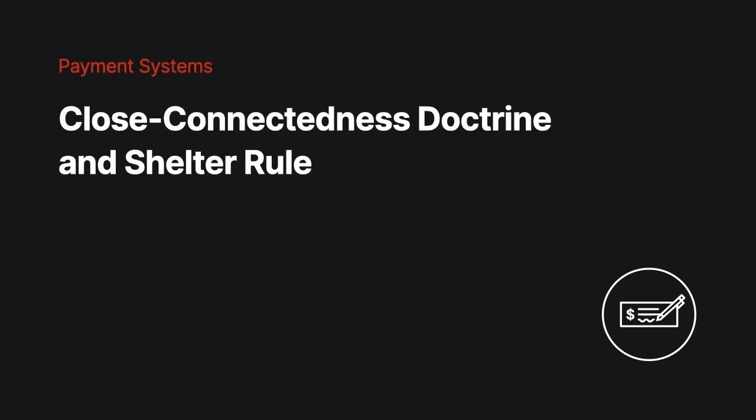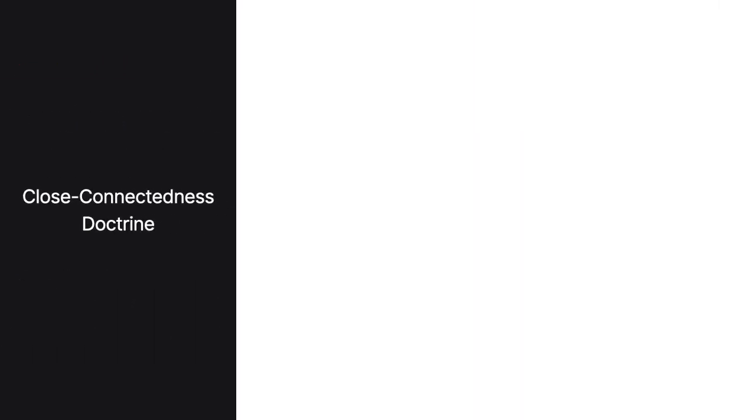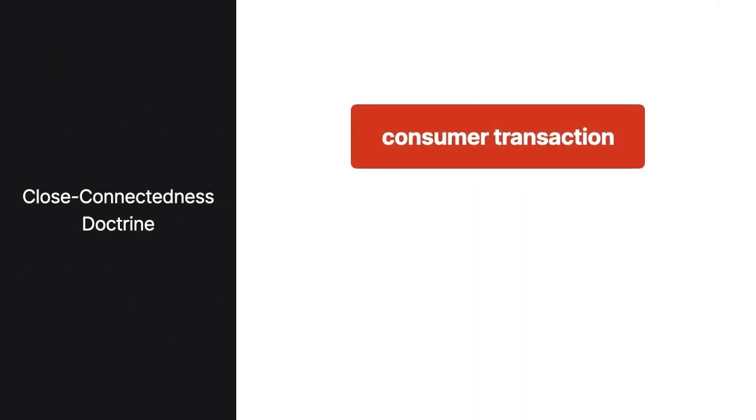In this lesson, we'll discuss two vital rules affecting the scope and applicability of the holder in due course protections: the Close-Connectedness Doctrine and the Shelter Rule.